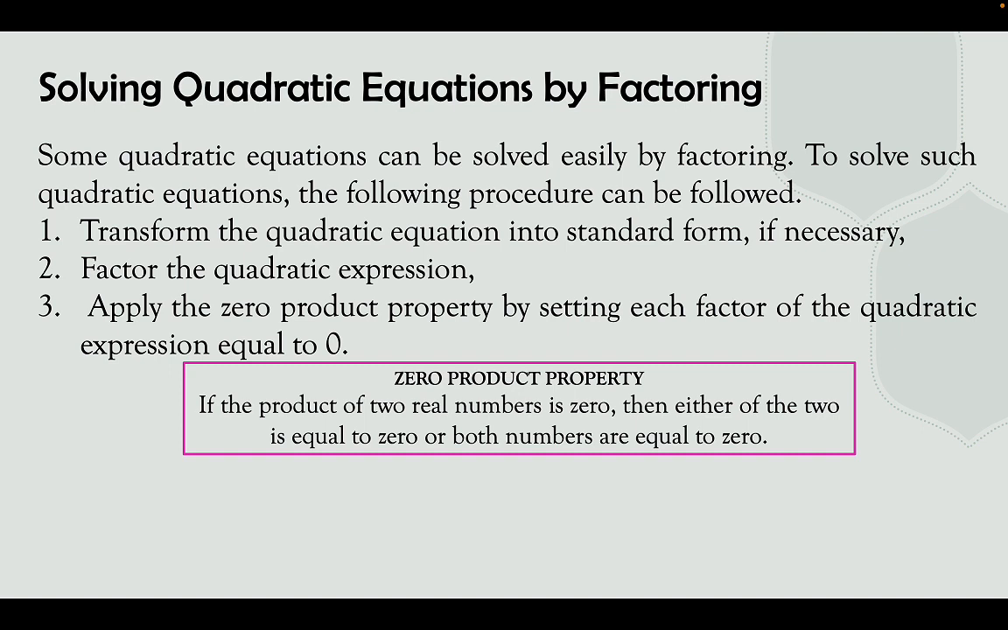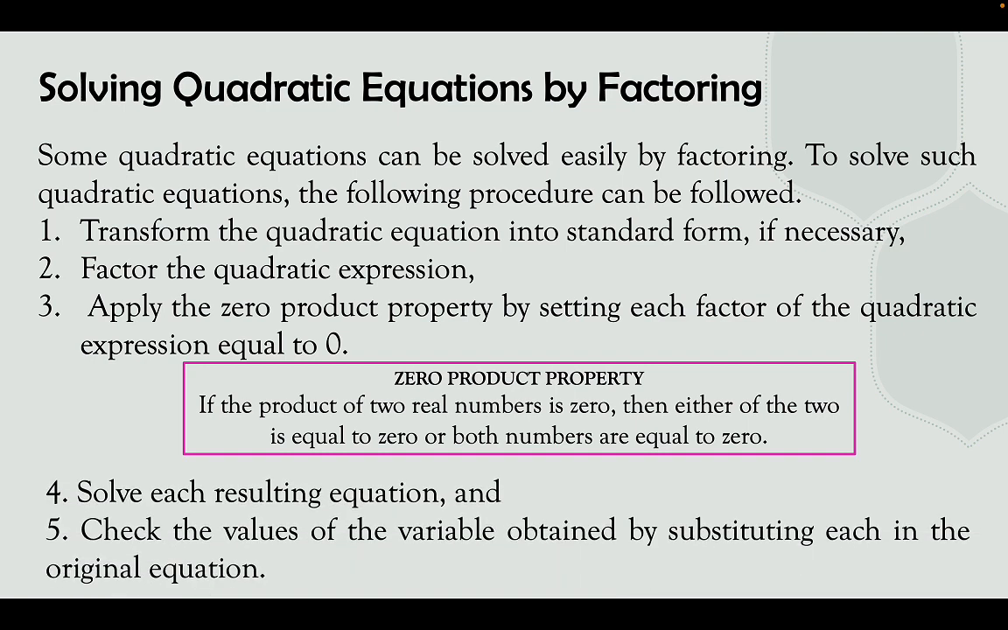Zero product property: if the product of two real numbers is 0, then either of the two is equal to 0 or both numbers are equal to 0. Number 4, solve each resulting equation. And number 5, check the values of the variable obtained by substituting each in the original equation.